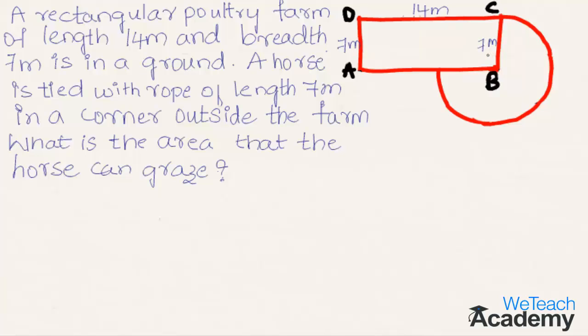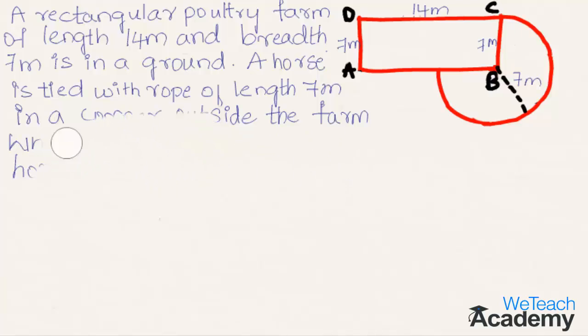And a horse is tied with a rope of length 7 meters in a corner outside the farm. So here you can assume that a rope is tied at the corner B of 7 meters. And so here we have to find the area in which the horse can graze. That is the area of this circle.